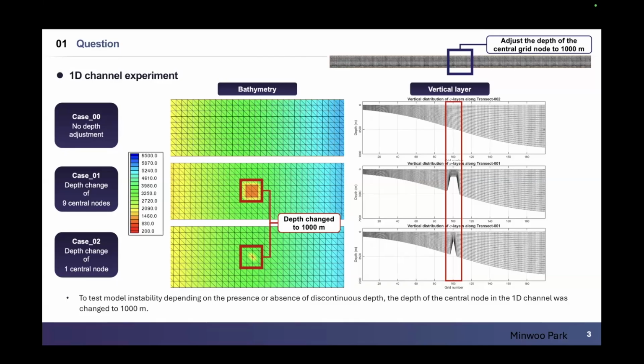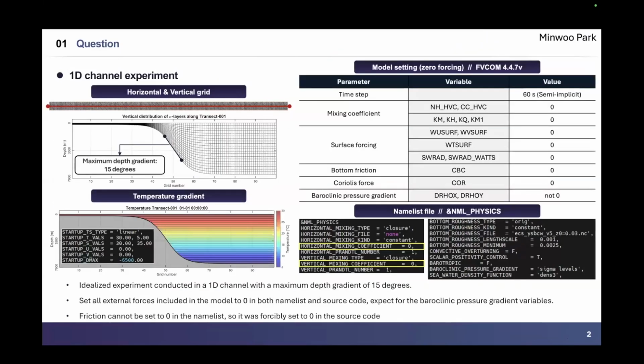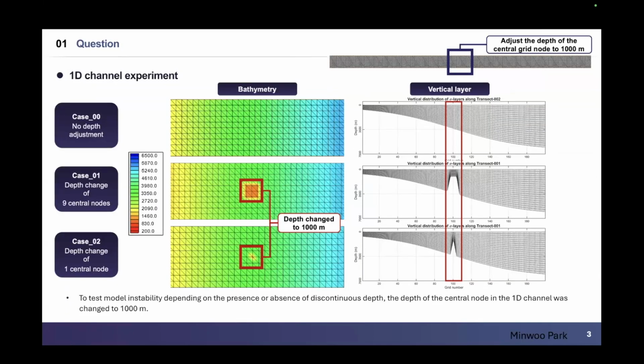Case 3. So now what do you put in case 3? Let me go back. In every case there's no forcing. The initial field of temperature is given in that pattern, so the heavy water at the bottom and lighter water on top. But what is different for 2 and 3? Only the topography. Only topography, okay. Only depth.